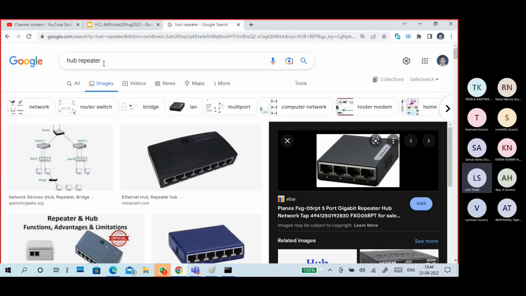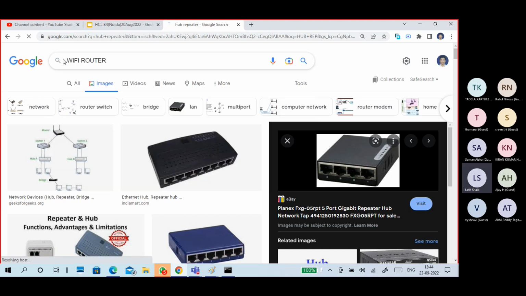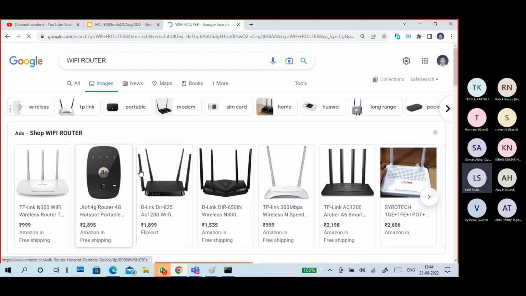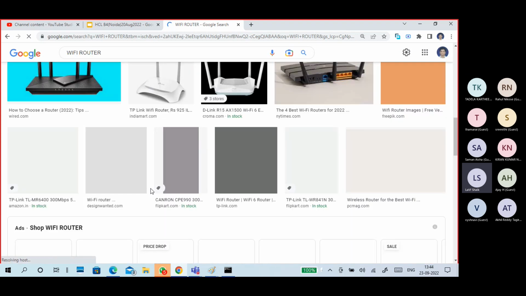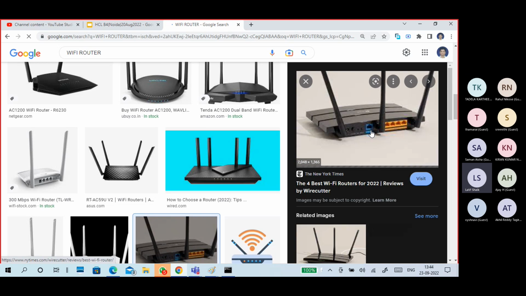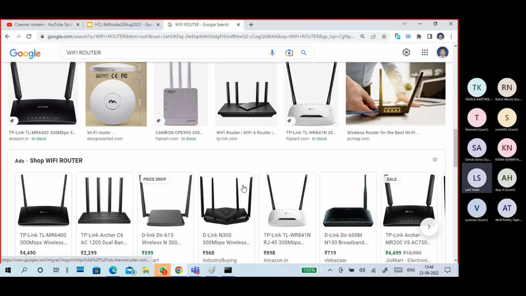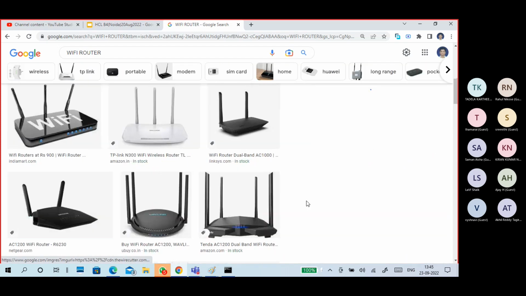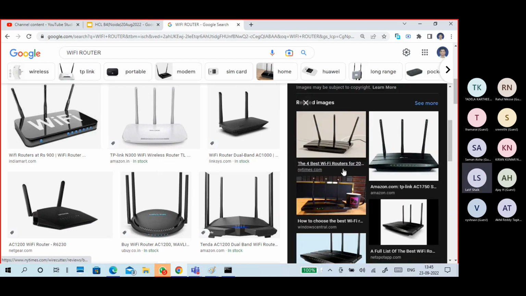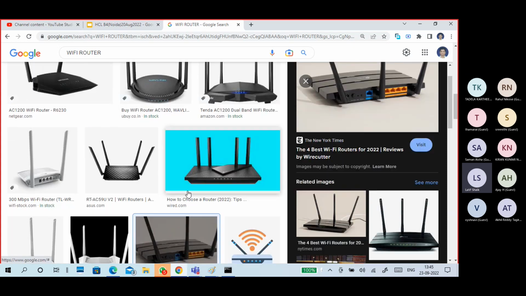If you see a Wi-Fi router, the backside connections are there. Can you see this is the blue connection? It is a WAN connectivity. The yellow one represents the LAN connection. The blue one represents the WAN cable connector.